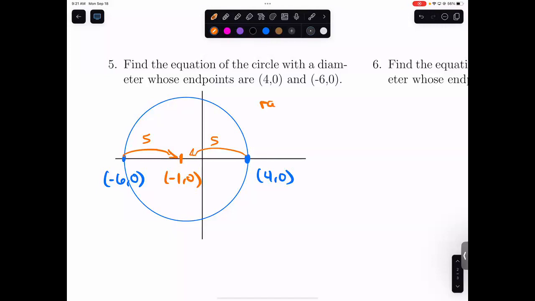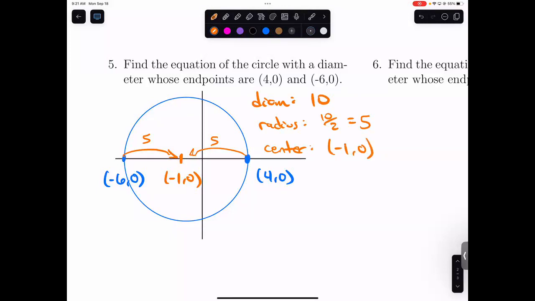The radius, well, let me start with the diameter is 10. That's how far apart 4 and 6 are. That means the radius is 5. And the center is negative 1, 0. And again, I can figure that out just by counting, right? 5 over from negative 6, 5 over from 4 would be negative 1. Okay, that's great. That's cool.